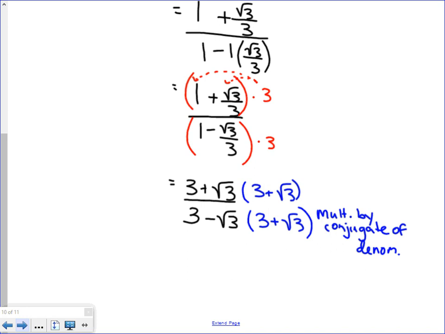Now, in the numerator, I'm going to actually FOIL that out and write out all my terms. 3 times 3 is 9 plus 3 square root 3 plus 3 square root 3. And then this last one, a square root of 3 times the square root of 3 is the square root of 9, which is just 3.